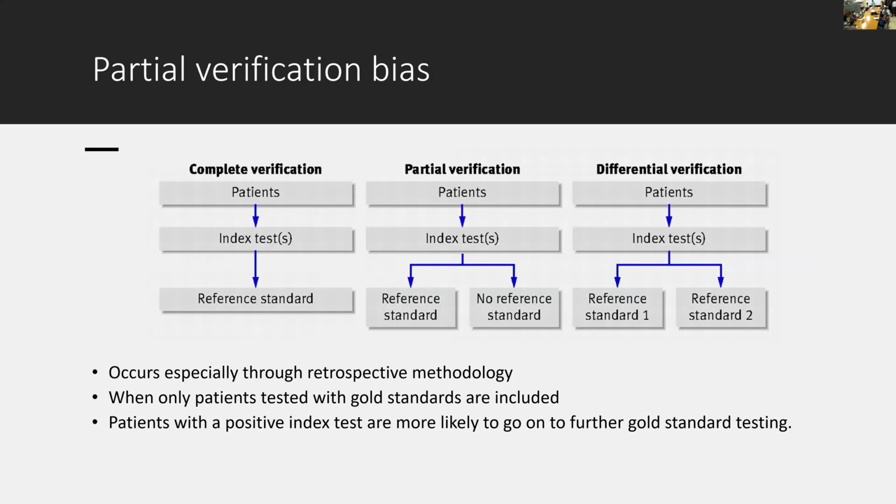If you look at this first picture, all the patients who undergo the index test undergo the reference standard. So this is an index test which has undergone complete verification. Sometimes patients undergo the index test, but not all of them end up with a reference test. That results in partial verification.